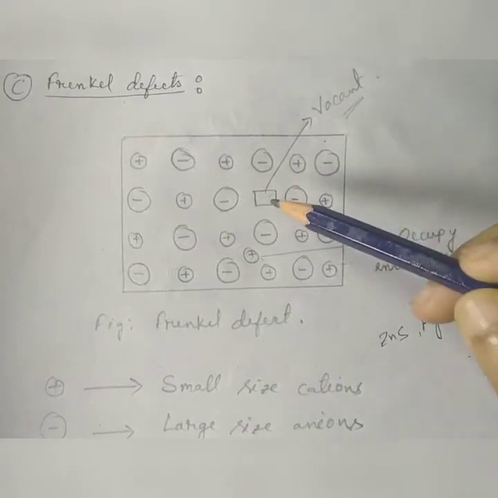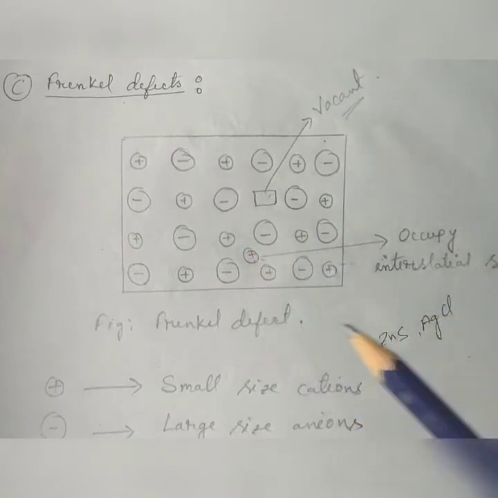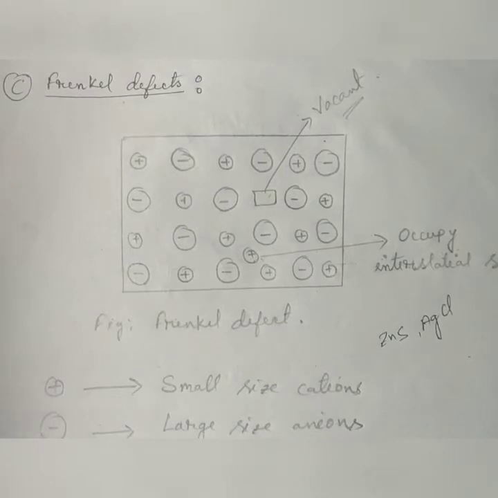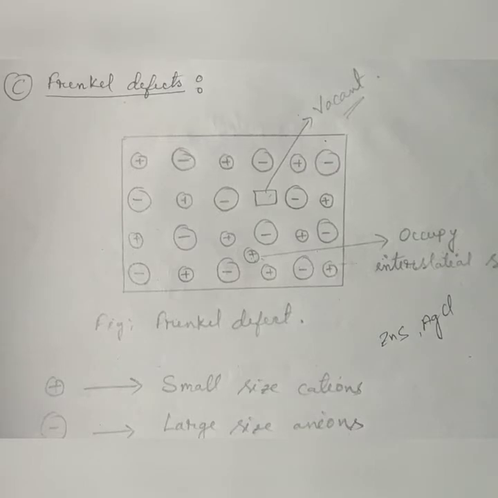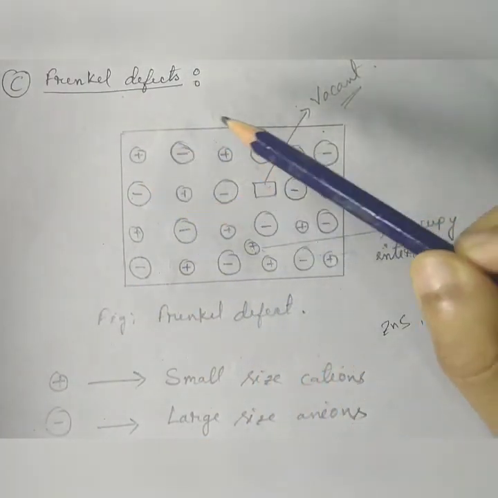Now this positive charge jumps or dislocates from this position to the new position. That means at the new position, Frenkel defect creates an interstitial defect. So Frenkel defect shows both vacancy defect as well as interstitial defect. Frenkel defect is shown by ionic substances that have a huge difference in size between the cation and anion. For Frenkel defect the size of the cation should be very small compared to that of the anion.